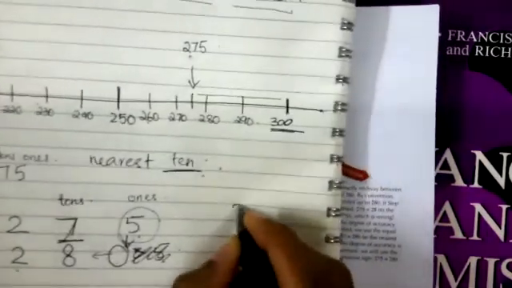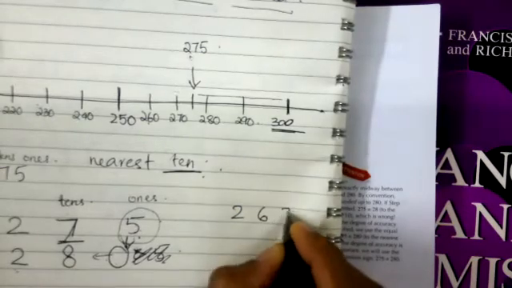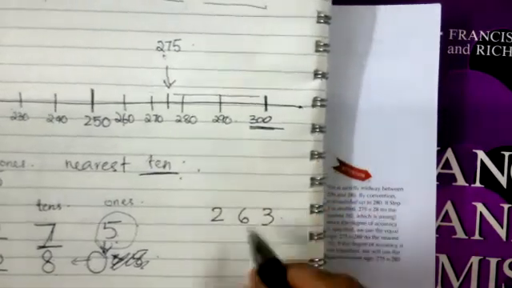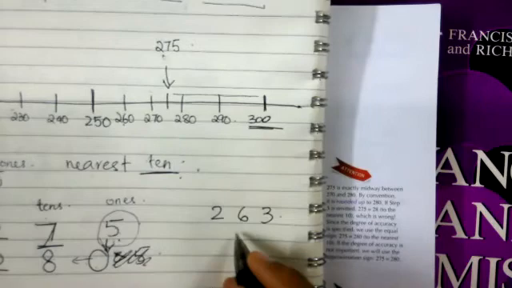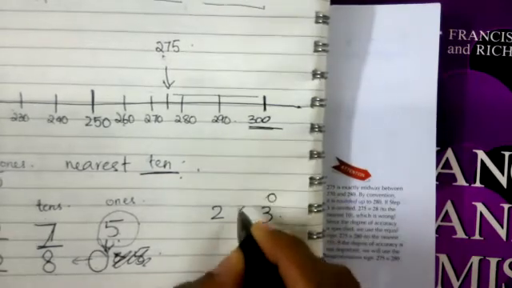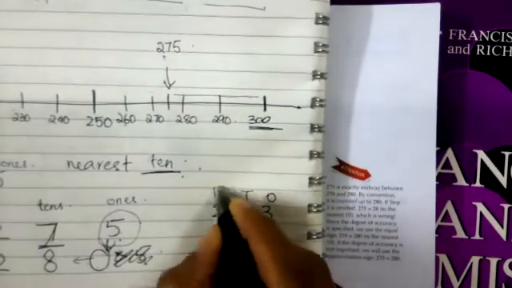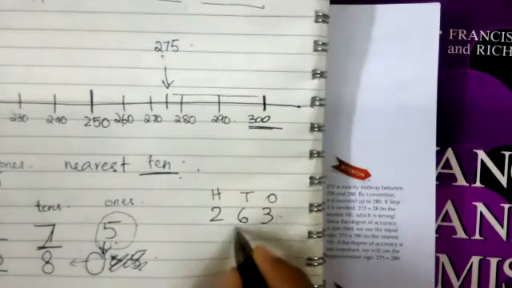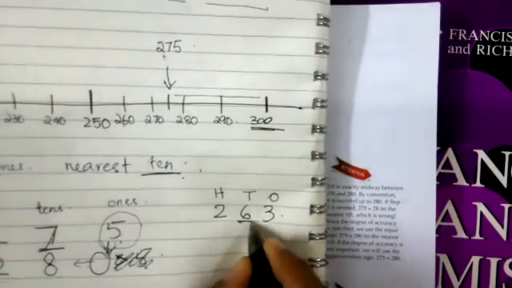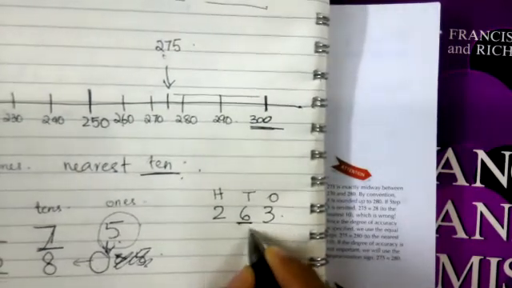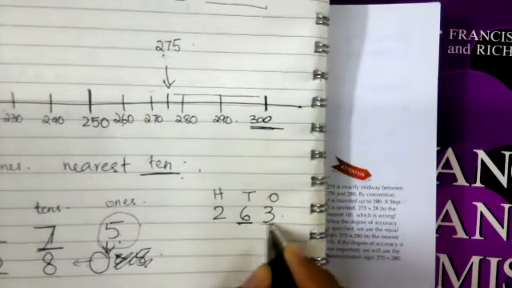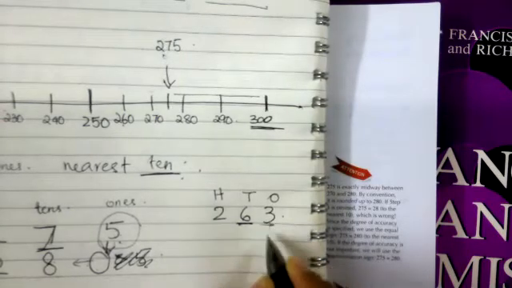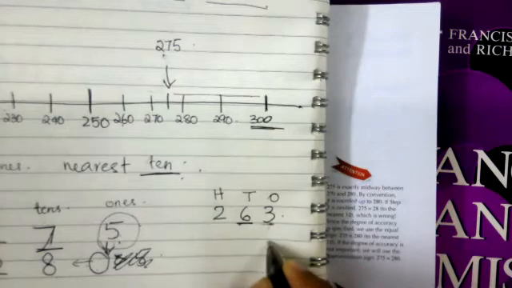For example, if we have 263 and we round this off to the nearest 10. Now this is ones, this is tens, and this is hundreds. Right, rounding off to the nearest 10. So I will underline this. I will look at the digit next to it. This is 3. 3 is smaller than 5.